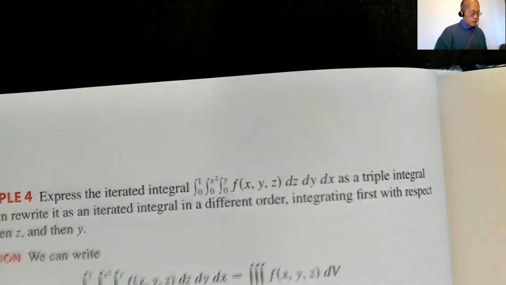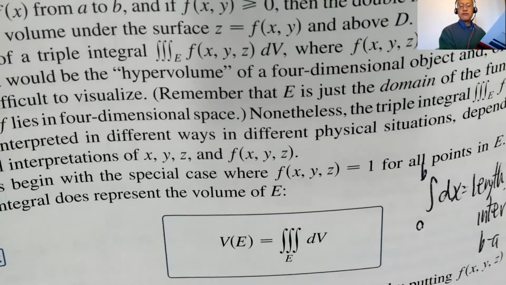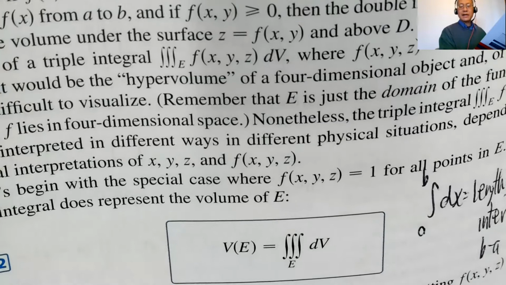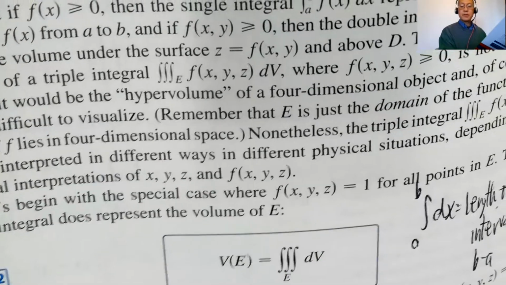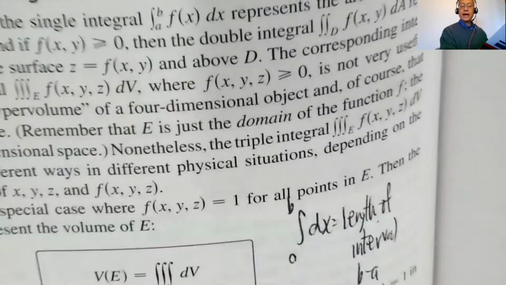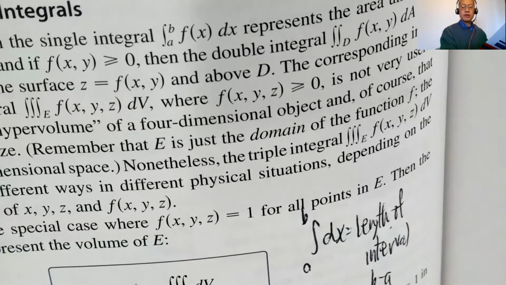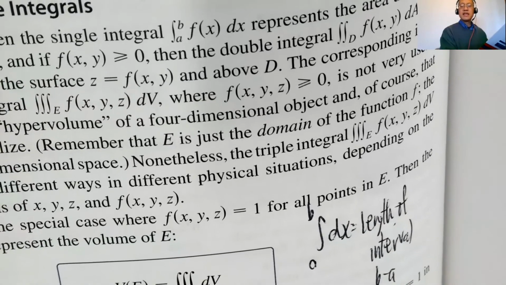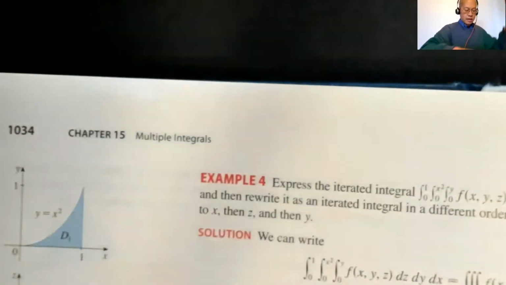And something we've said before, that when you integrate, on page 1034, volume is the integral of 1 dV. The volume of a box or a region E is a triple integral of 1 dV. Again, for length, the integral of 1 dx from a to b is just the length of the interval. So a double integral dA is area, and a triple integral dV gives you the volume. Okay, so that's what we got here.